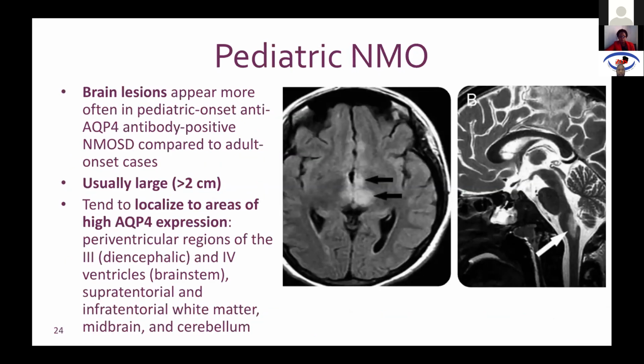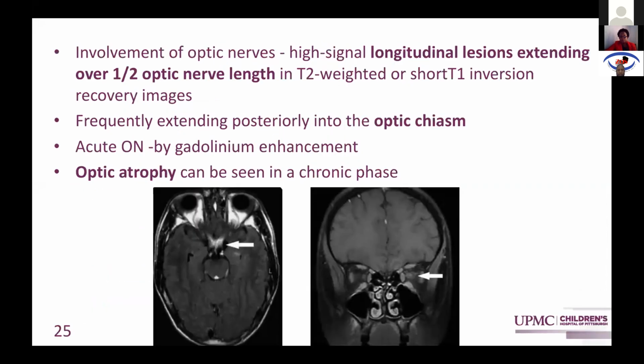The brain lesions in pediatric NMO, as compared to that in adults, are seen more often in those who are seropositive. They're usually large, greater than 2 centimeters, and they tend to localize to the areas where there is high expression of aquaporin 4, such as periventricular regions of the third and fourth ventricles, the white matter, supra and infratentorial white matter, midbrain, and cerebellum.